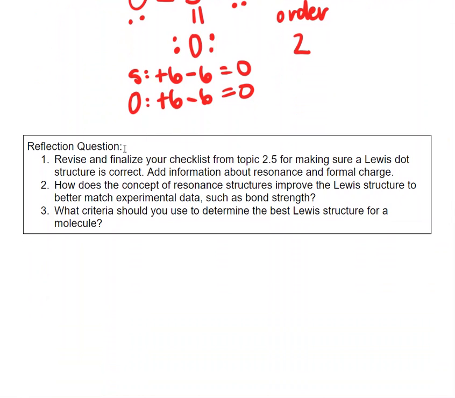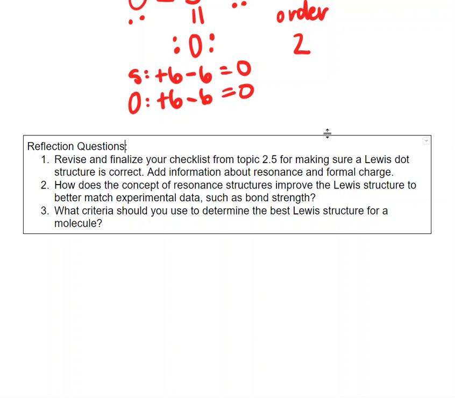For your reflection questions, revise and finalize your checklist that you made for Lewis structures from topic 2.5. Add information about resonance and formal charge. How does this concept of resonance structures improve the Lewis structure to better match experimental data? This matches what we see experimentally for bond length and bond order. Instead of it being 2 separate bond lengths and bond orders, we see that in things like benzene, they all have equivalent bond order and bond strength.